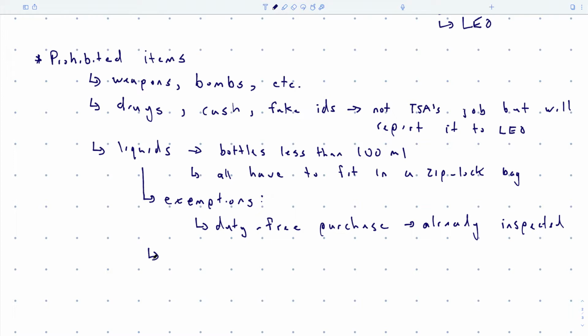Okay, is there any other exemption? Is there anything else? You can say it louder. Sharp objects. Sharp objects, yeah. So we can put that with weapons, bombs. That includes things like, I had a Swiss Army knife once taken away.